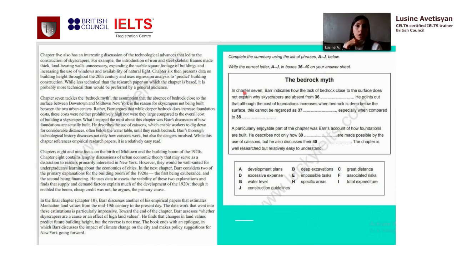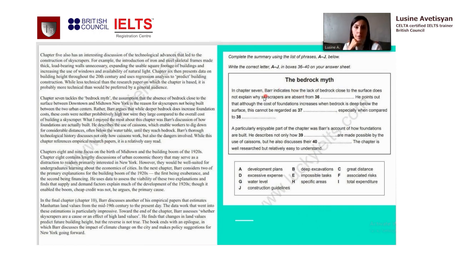So the bedrock myth. What is myth? It's not very important to understand, maybe for you to answer the questions, but myth is what is not real, but it is talked about as if it is real.